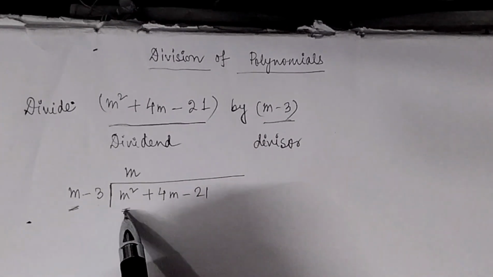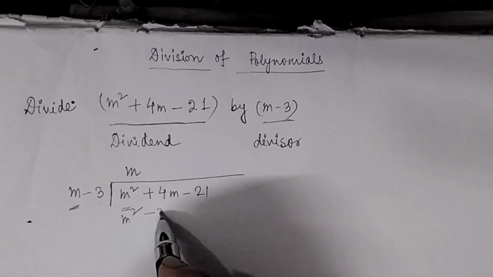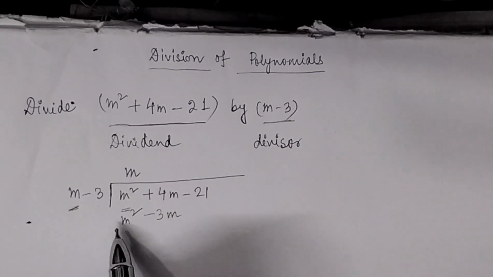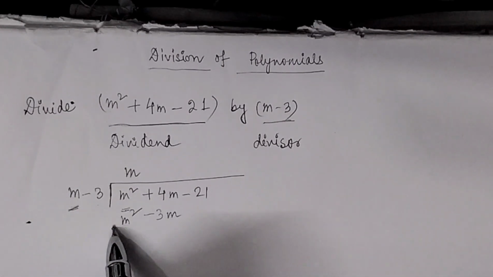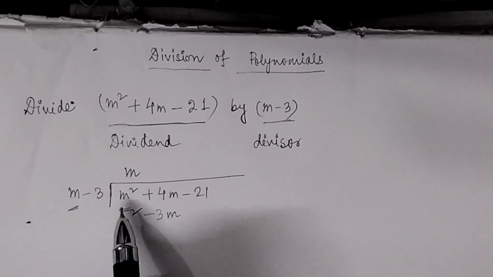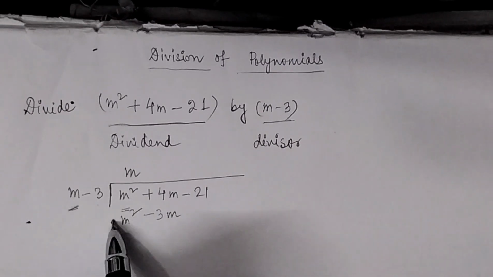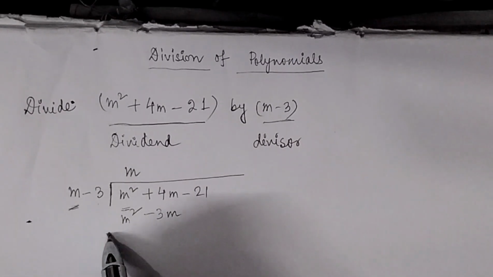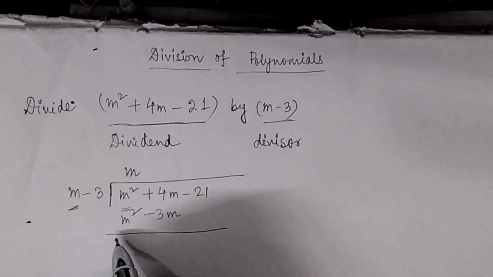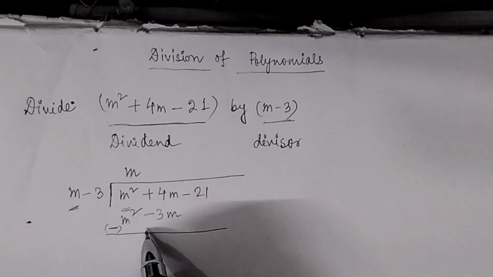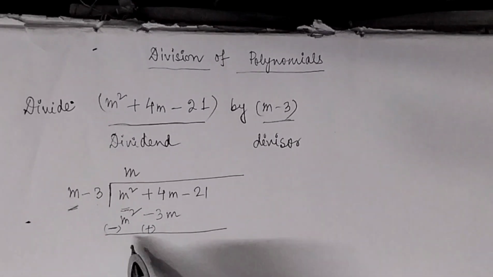In every step you have to follow this rule. So here this is m square minus 3m, right? And make sure the sign of the first term of the dividend and the product you get after multiplying the term you take in the quotient with the terms in the divisor have the same sign, right? So here we have got m square minus 3m after multiplying m with m minus 3. Now you have to change the sign because subtraction should take place. You know, while polynomials get subtracted, the signs are changed.